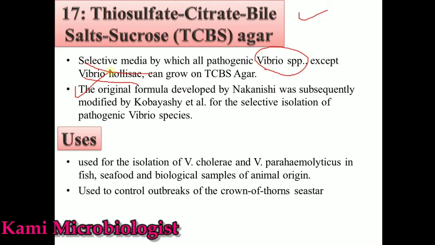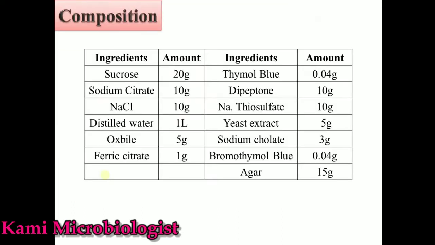Then this media was first of all formulated by a scientist named Nakanishi, and then some other researchers like Kobashi et al. modified this media a little bit, and in this way this media was used for the isolation of Vibrio species. Let's talk about its uses. This media is specially used for the isolation of Vibrio cholerae and Vibrio parahaemolyticus from fish, seafood, and biological samples of animal origin, etc. This media is also used to control outbreaks of crown-of-thorns sea star. Then what are the main compositions that are present?